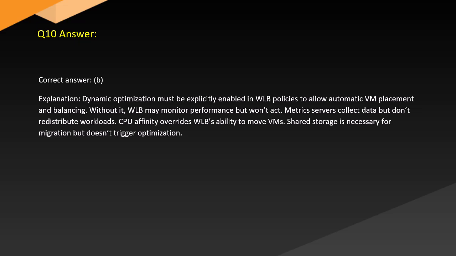Answer. Correct answer: B. Explanation. Dynamic optimization must be explicitly enabled on LB policies to allow automatic VM placement and balancing. Without it, LB may monitor performance but won't act. Metric servers collect data but don't redistribute workloads. CPU affinity overrides LB's ability to move VMs. Shared storage is necessary for migration but doesn't trigger optimization.